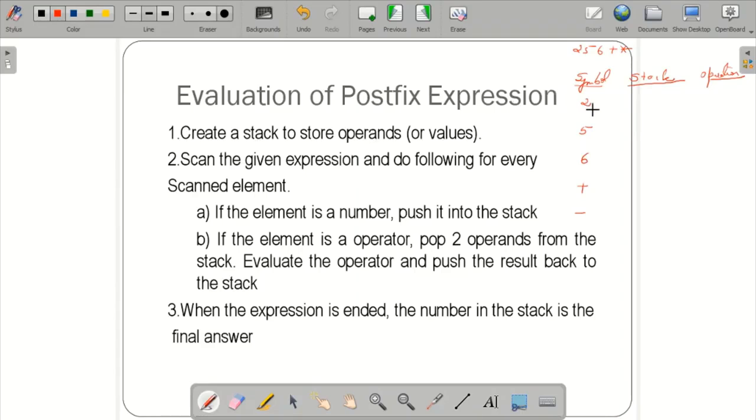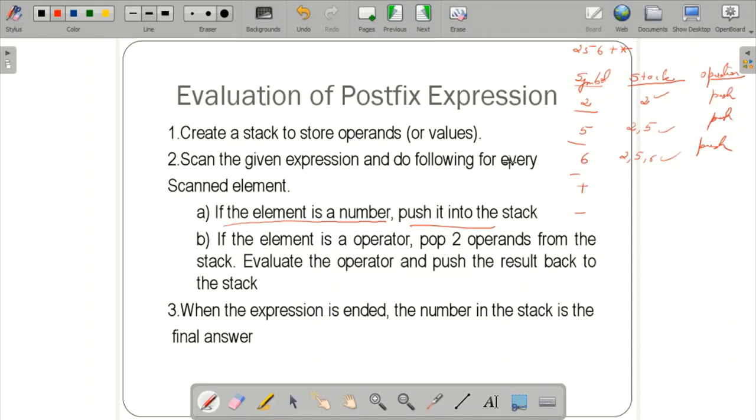Here we found 2, so we directly push 2 onto the stack. Then we found 5, so the stack has 2, 5, and now the top of the stack is 5. Then you found 6, giving 2, 5, 6. All the operations you did are push. So create a stack to store the operands, then scan the given expression and do the following for every scanned element. If the element is a number, push it into the stack. I pushed it, and the operation I did is push.